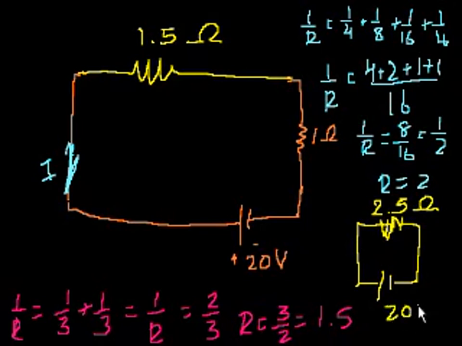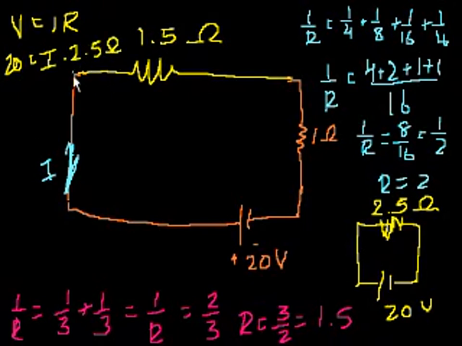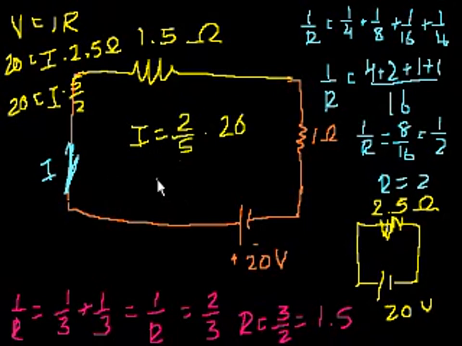The voltage is 20 volts across them. So what is the current? Well, Ohm's law: V is equal to IR. Voltage, 20, is equal to current times our equivalent resistance, 2.5 ohms. Or another way to write 2.5 is 5 halves. So 20 is equal to I times 5 halves, or I is equal to 2/5 times 20. And what is that? I is equal to 8 amperes.